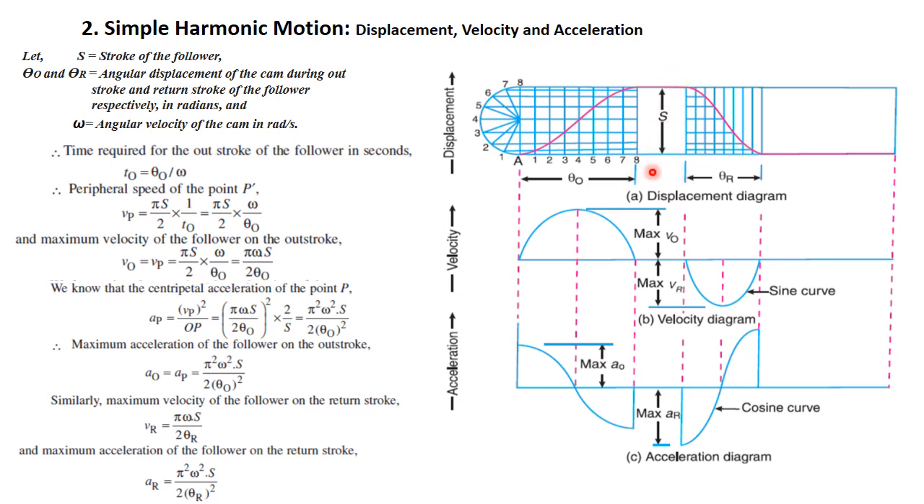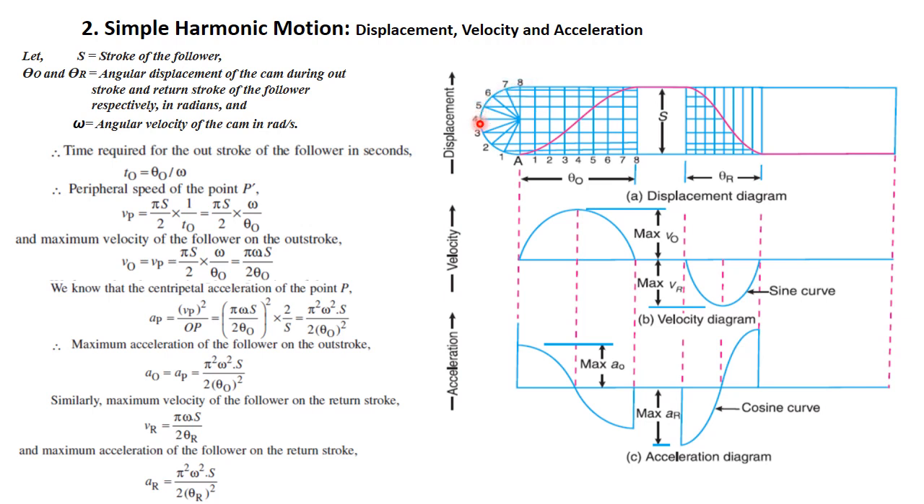During this period it is dwell, and again for the next period it is dwell. So the follower is kept at its position, not moving up and down. So the follower starts from 0 and reaches the stroke S during the angle theta 0 turned by the cam. Now the motion of the follower is SHM.